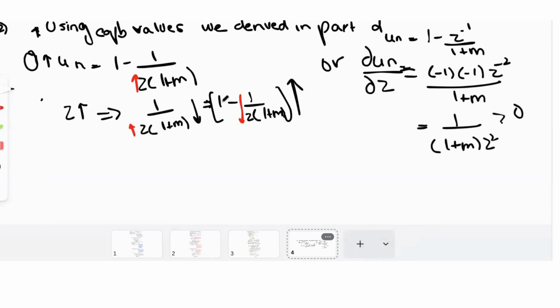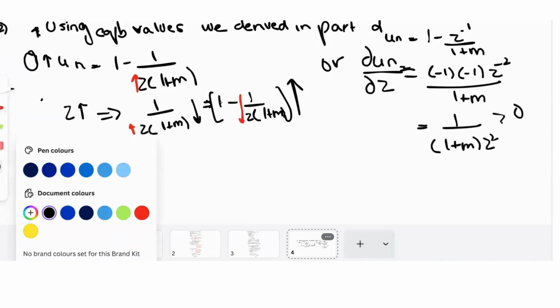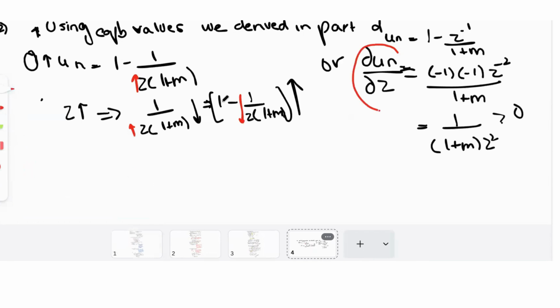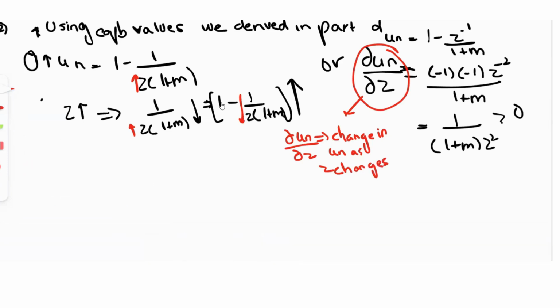And this is positive because we know Z squared is always positive, and m, the markup, is also positive. So this turns out to be positive. Now, how do we interpret this? We need to understand how to interpret partial UN by partial Z. It is basically the change in UN as Z changes. Because remember, dy by dx is the change in y as x changes.